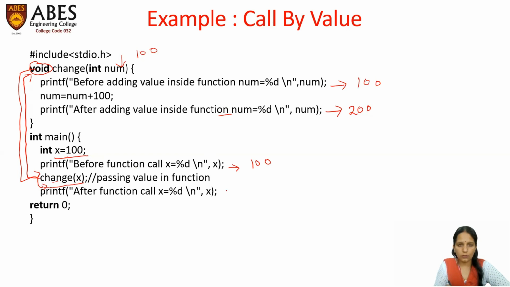So what will the output be here? If you see, the value of x is printed, which was changed in the function part, but here it will give you 100, because we are just copying the value of x into num. This is the main thing we can say about call by value: we are just copying the value. The memory of the actual parameter is different from the memory of the formal parameter, right?